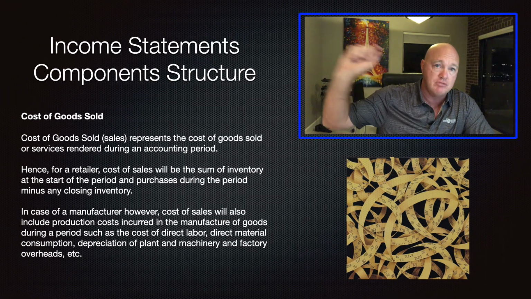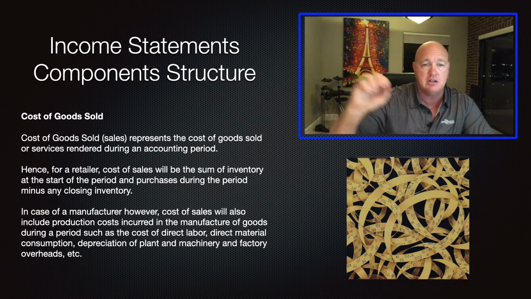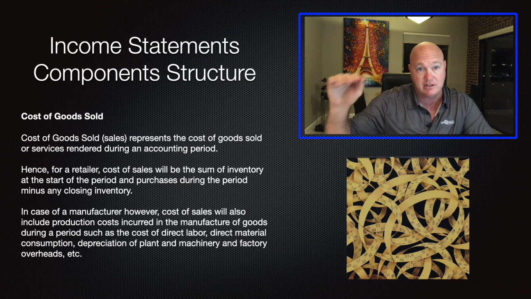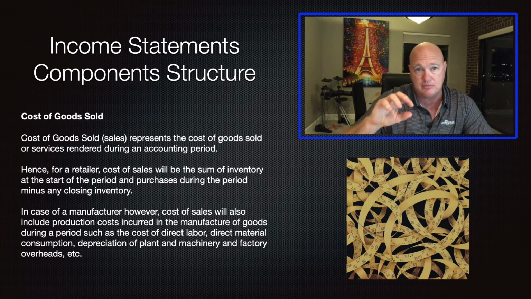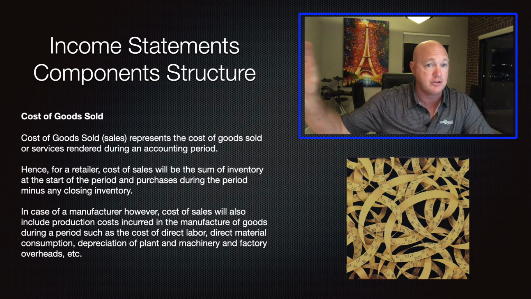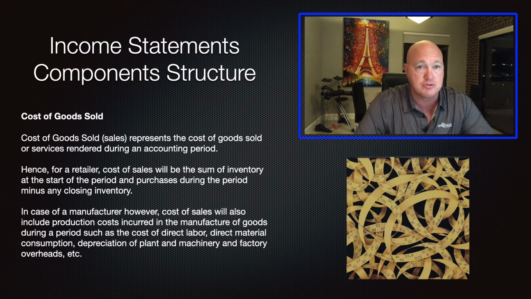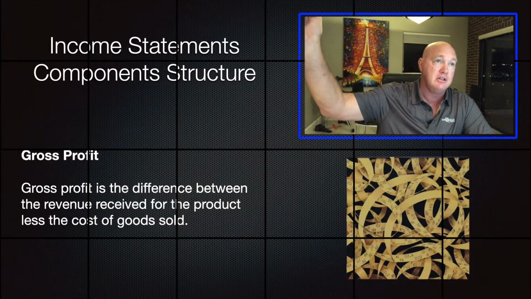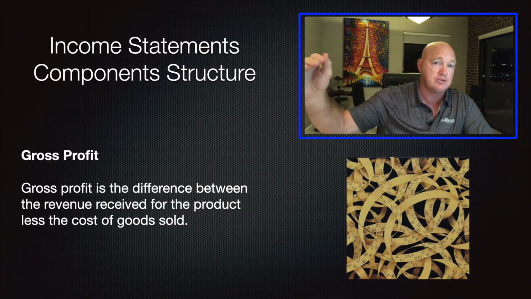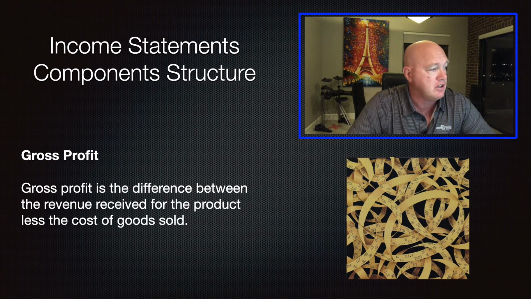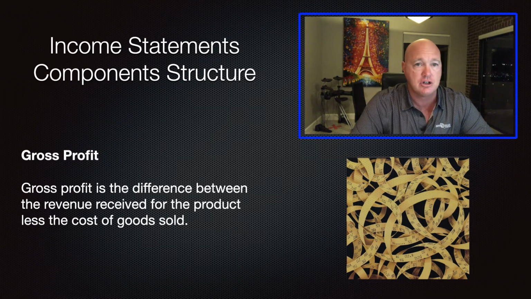So you'll have the revenue, which is the total amount of money that comes in. Then you have the costs to take the raw materials and create them into the product that was sold. And then what you have left is your gross profit. So total amount of money that comes in minus the cost of goods sold equals your gross profit. And gross profit is the difference between the revenues received for the product less the cost of goods sold.